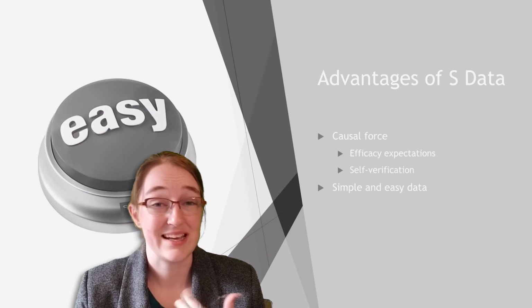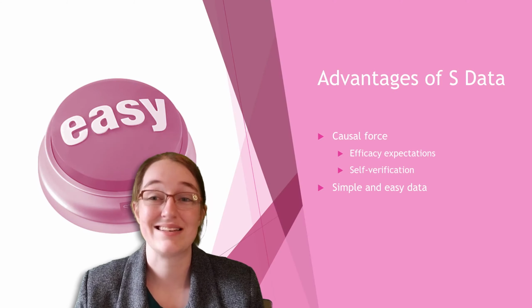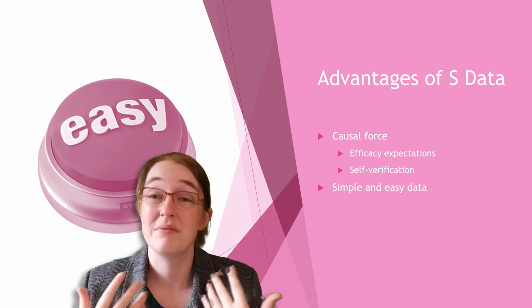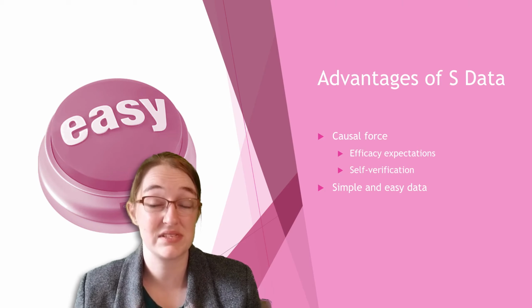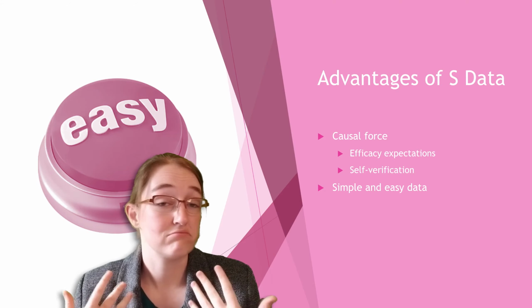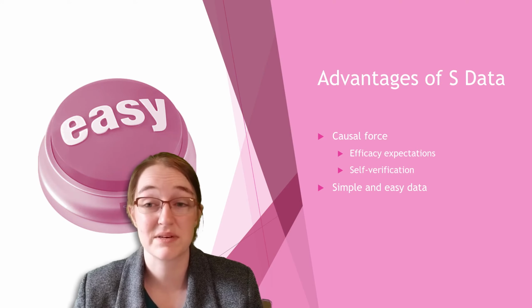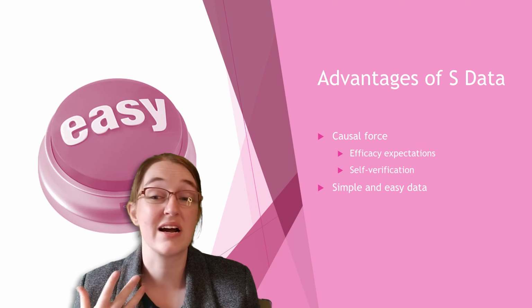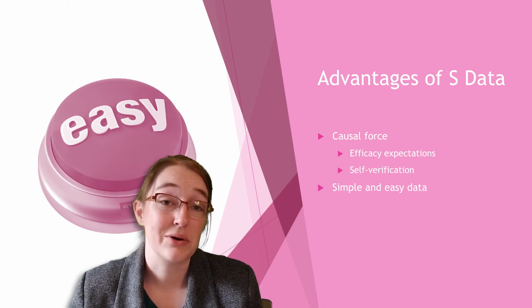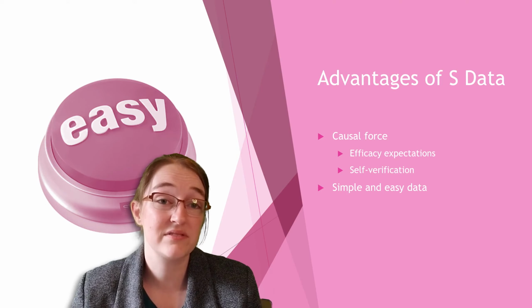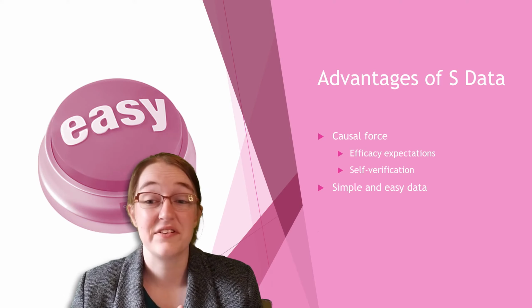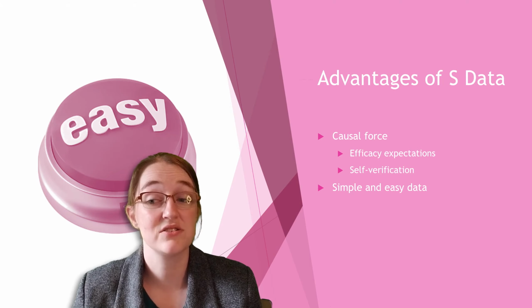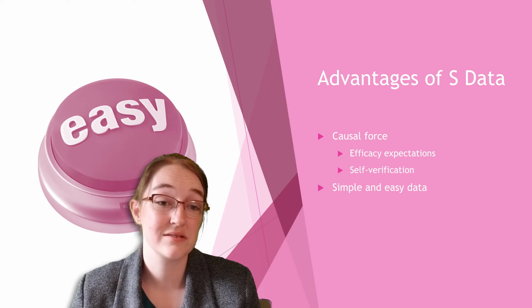Also, other advantages of S data. It has causal force. What do I mean by this? So self-perceptions can create their own reality or truth and influence the goals people set for themselves. So if you have basic self-efficacy expectations, like what do you think you're capable of and what kind of person do you think you are, that's going to have some impact on how you behave. If you think you're capable of something, you'll attempt it. If you think you're not capable, you likely won't. Next, we've got self-verification. So people work to convince others to treat them in a manner that confirms their self-conceptions.